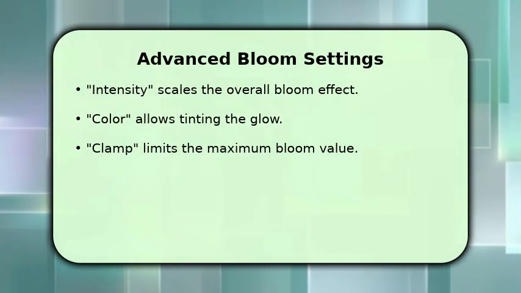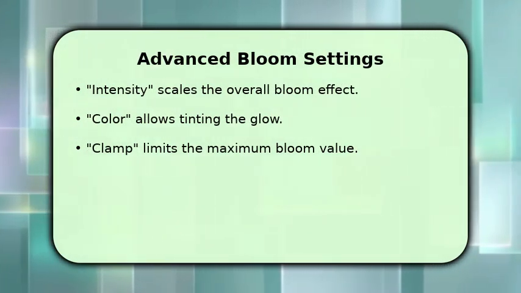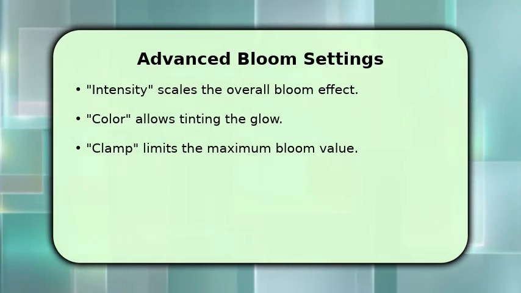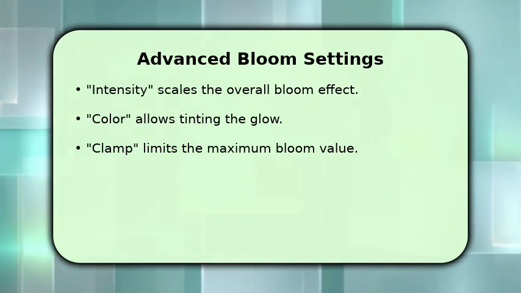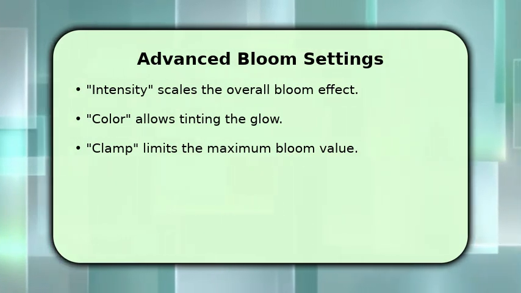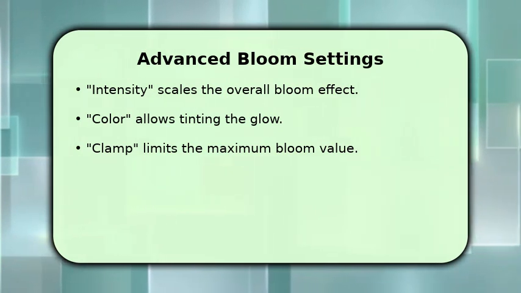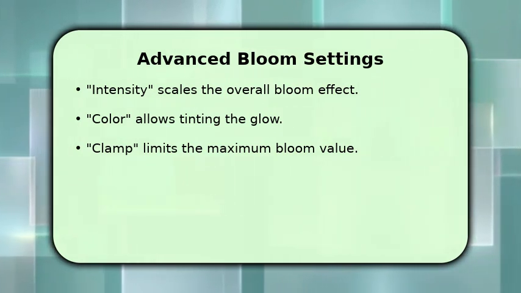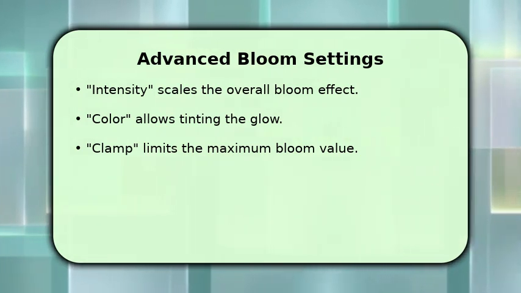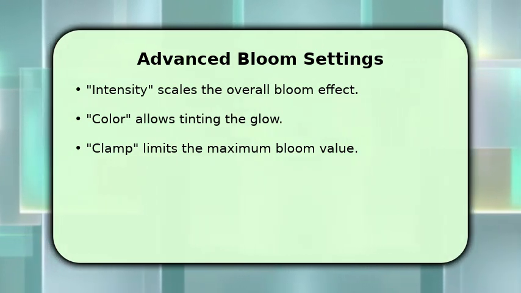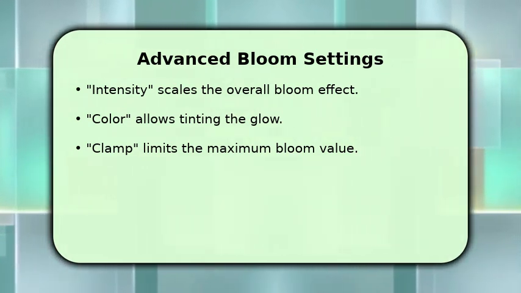Beyond the basic settings, you have more precise controls. The intensity slider scales the overall strength of the bloom effect, allowing you to make it more subtle or pronounced. You can also change the color of the bloom, adding a unique tint to your glows. The clamp value sets an upper limit for the bloom, preventing overexposure, while Knee softens the transition between non-blooming and blooming areas, creating a more natural look.